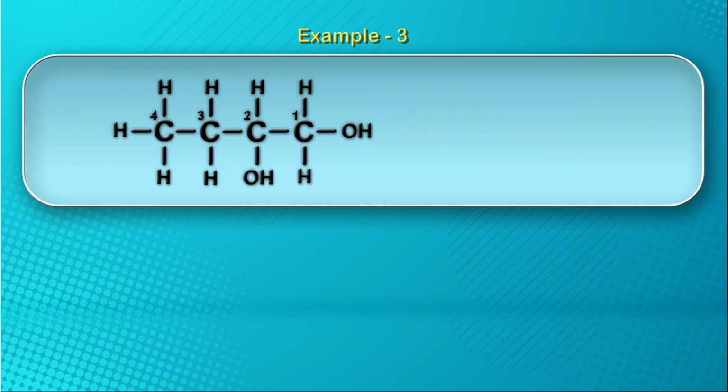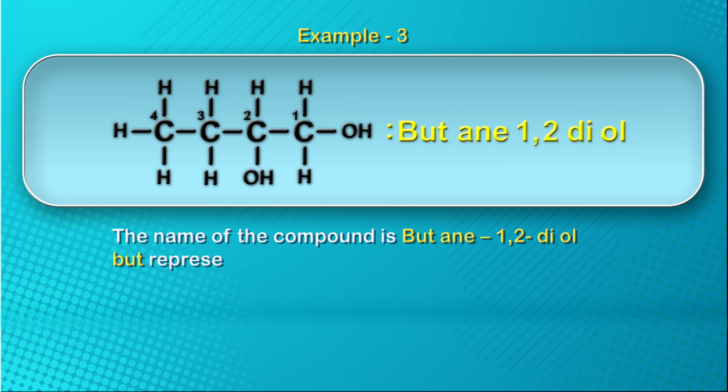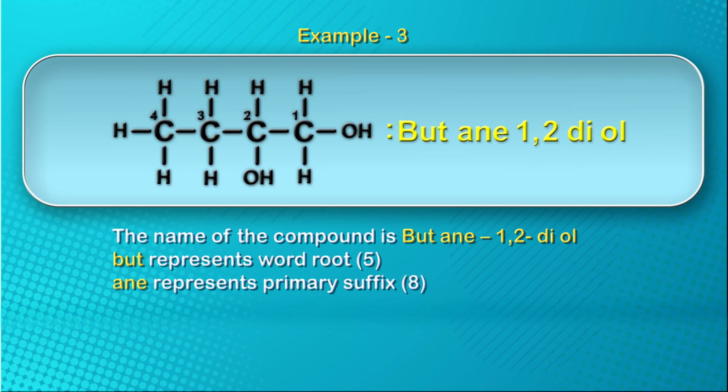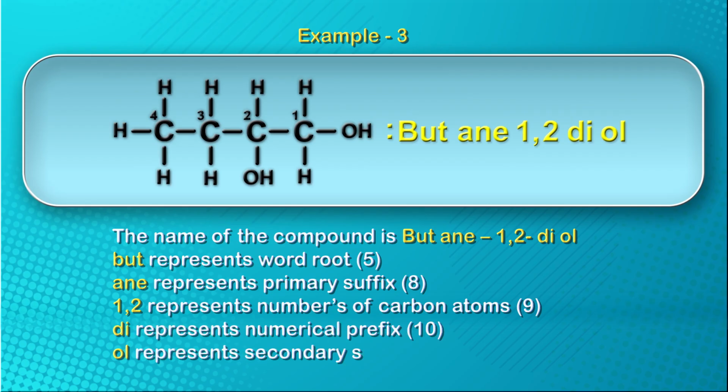Following the order of naming the compound, the name of the compound is butane-1,2-diol. But represents the word root, ane represents the primary suffix, 1 and 2 represent the numbers of carbon atoms, di represents the numerical prefix, ol represents the secondary suffix.